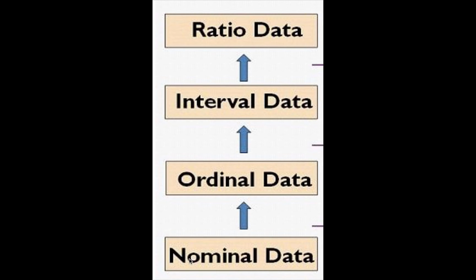Again, nominal because it's name categories. Ordinal because it's literally the ordered rank. Interval because we can actually measure set intervals between those things. So you can't necessarily say that there's a set interval between ranks of police officers or something like that. But a classic example of interval data would be weather.